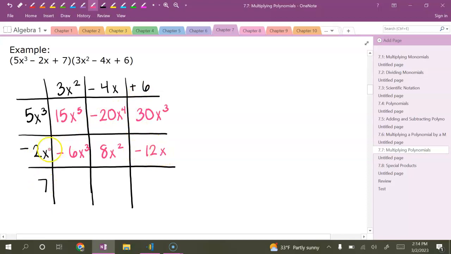Then I'm going to take 7 times all those terms across the top. And so I get 21x squared, negative 28x, and then 42.